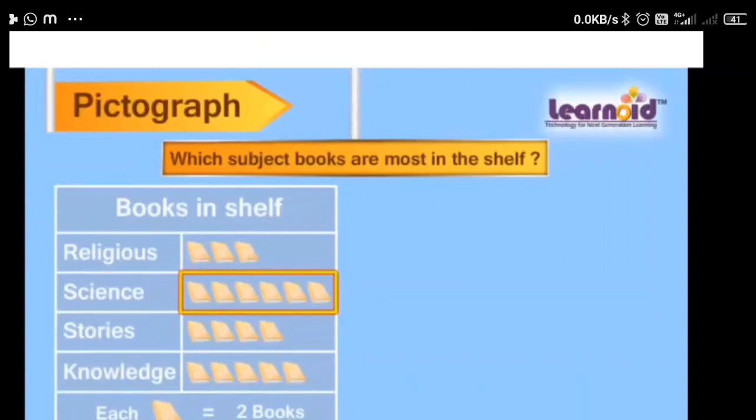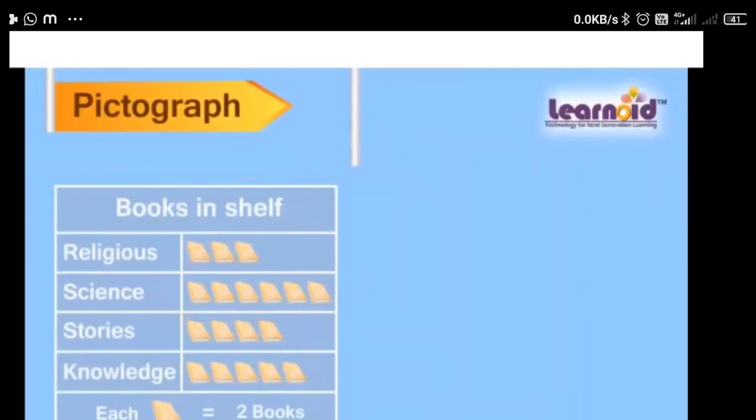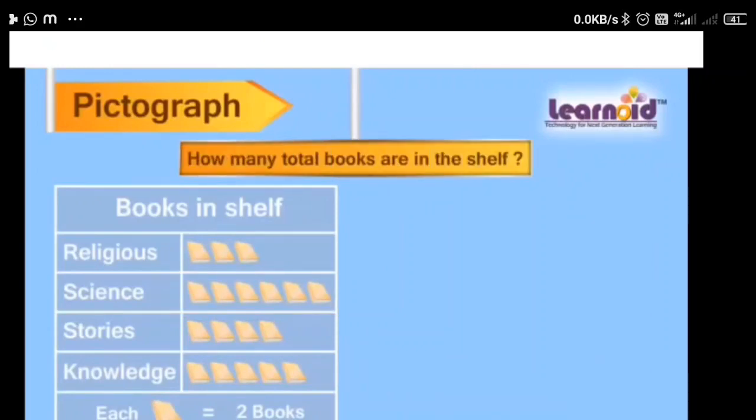Largest in number. How many total books are in the shelf? We will count all book pictures and then multiply by 2. Because each book picture shows 2 books. Total book pictures are 18 in number, which means 18 into 2 is equal to 36 books.